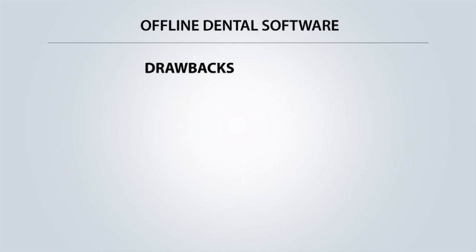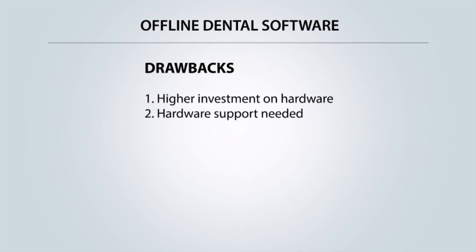Now let's see some of the drawbacks of offline software. The first one is high investments. You may require to have a good machine as your server, or if you have multiple client machines, then you need to have a dedicated server, so that adds to your hardware cost. The second drawback is you may require hardware support. So that means you may require hardware support for your server, network, or for the client machines. The last drawback, it requires a local installation. So that may require manpower, installation time, and network setting.